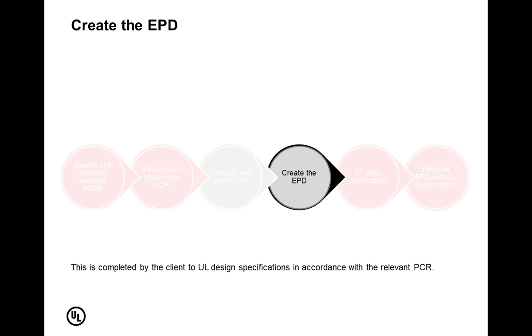After the LCA is complete and verified, that's when the EPD creation begins. Some people choose to do this, kind of get a head start before the LCA is done, depending on timeline for projects. But really, you need that LCA information to complete the creation of the environmental product declaration. And that EPD, again, must be created in accordance with the relevant product category rule.